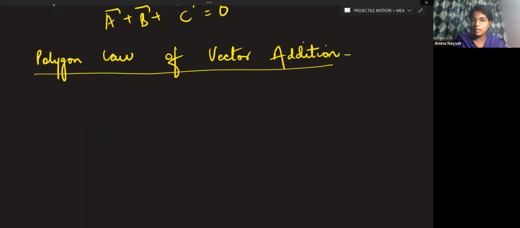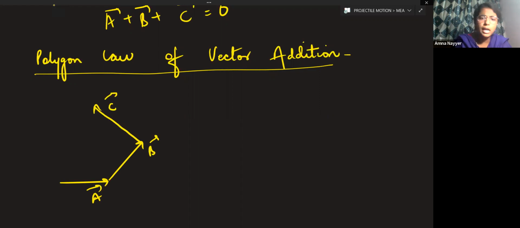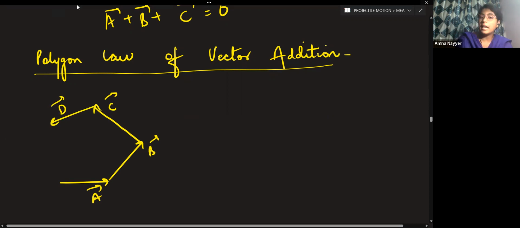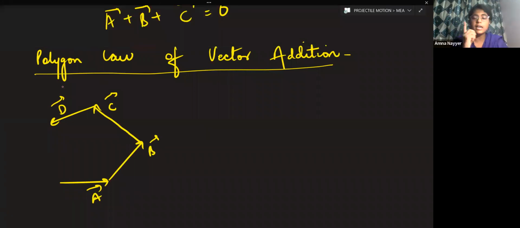Square, pentagon, hexagon, octagon, nonagon, all these begin. So similarly, let's say this is A vector. Then you have B vector. Till here you are allowed to use triangle law. But if I give you C vector, now what will you do? Triangle law is no more valid. If I give you one more vector D, I ask you to find the resultant of this. Neither are they representing the adjacent sides of a parallelogram, nor the sides of a triangle. If I close this, it will result in a closed polygon.